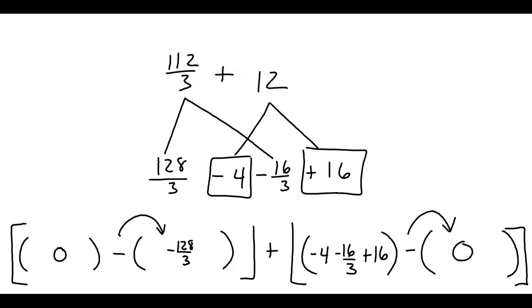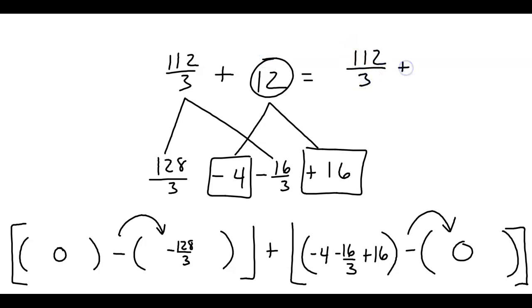All right, so I've got 112/3 plus 12. And the next thing we're going to do is, you could maybe just leave it like that, I guess, but I'm going to go one step further and get a common denominator here.